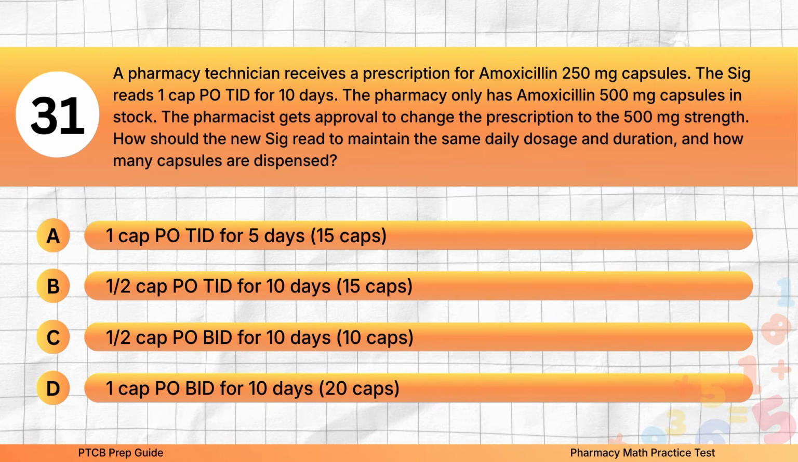A. 1 cap by mouth 3 times daily for 5 days, 15 capsules. B. 1/2 cap by mouth 3 times daily for 10 days, 15 capsules. C. 1/2 cap by mouth twice daily for 10 days, 10 capsules. Or D. 1 cap by mouth twice daily for 10 days, 20 capsules. Go ahead and hit pause to work out the new instructions and total count.